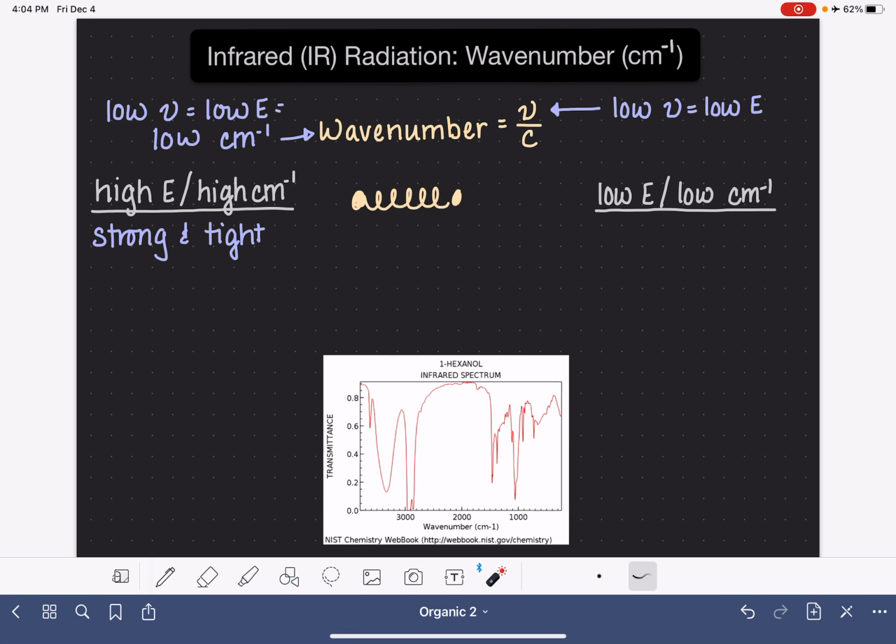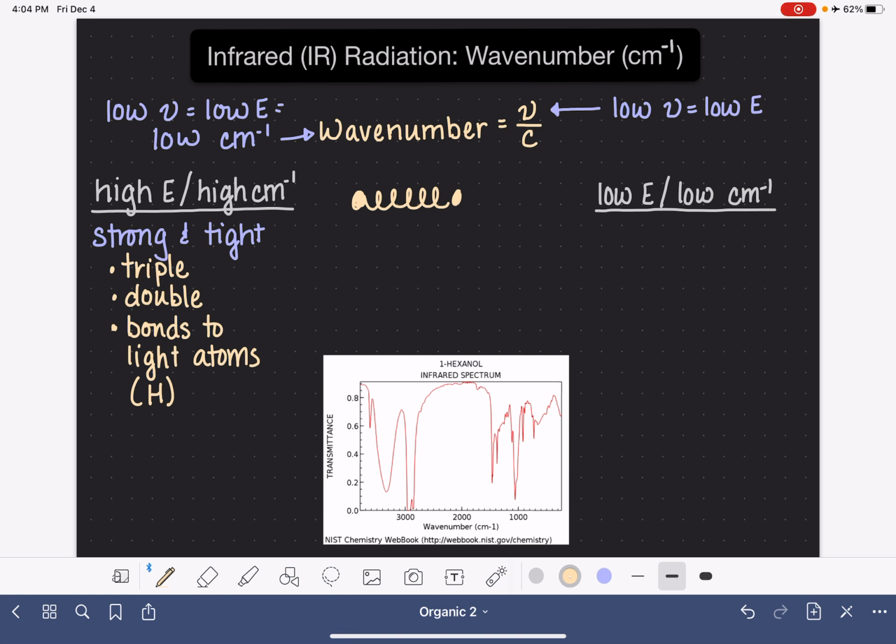So a high energy bond is one that is very strong and also very tight, meaning it doesn't have a lot of flexibility, it doesn't stretch or bend or flop around very easily. Strong and tight bonds are, of course, triple bonds, very strong bonds, and double bonds, which are also pretty strong, although not as strong as the triple bonds. And strong and tight bonds are also bonds to light atoms or small atoms. In organic chemistry, this would specifically be bonds to hydrogen, the smallest and lightest of all of the atoms.